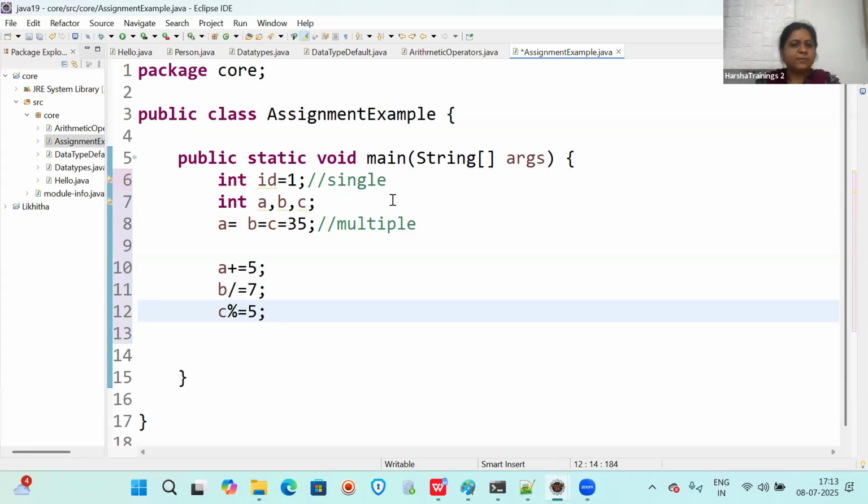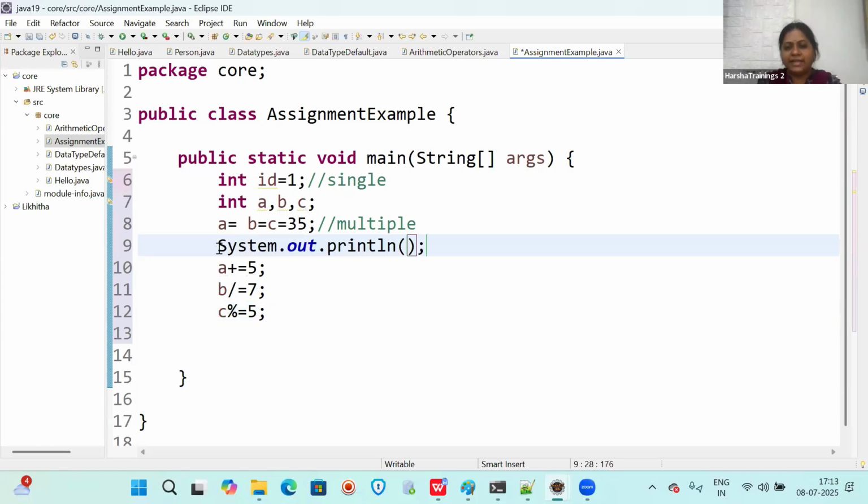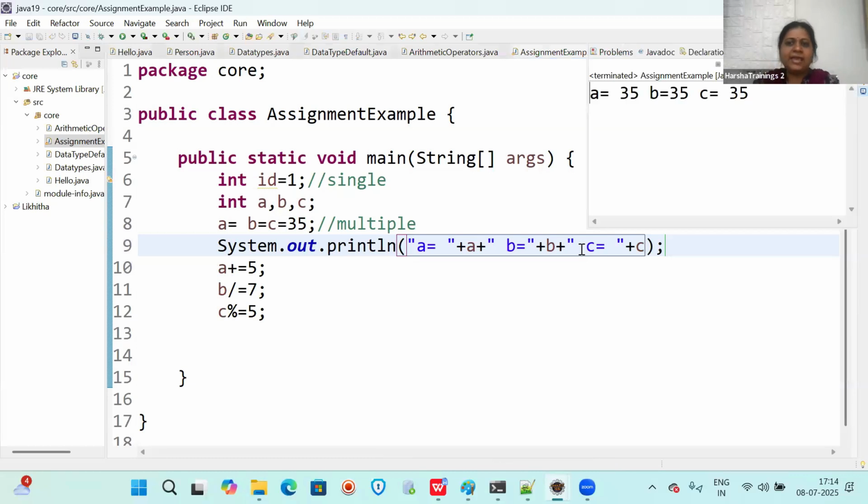Now, before assigning the values, I will first display here System.out.println. I'm going to print the A, B, C values. So "A = " plus A, again plus " B = " plus B, again plus " C = " plus C. I'm printing. Before modifying, all A, B, C values will be how much? If I execute now, you can see the output A, B, C. All the three are 35 only.